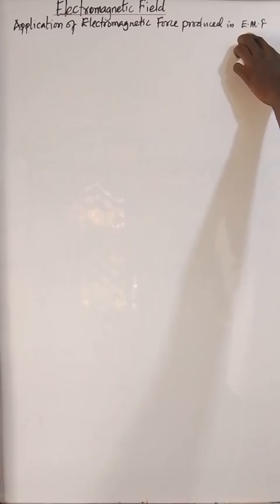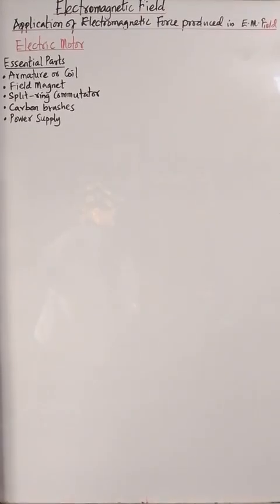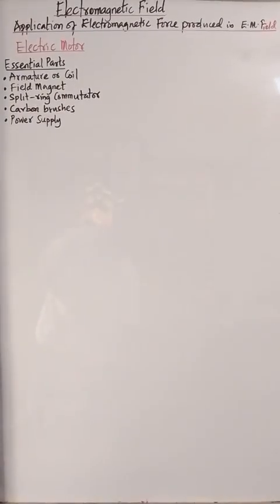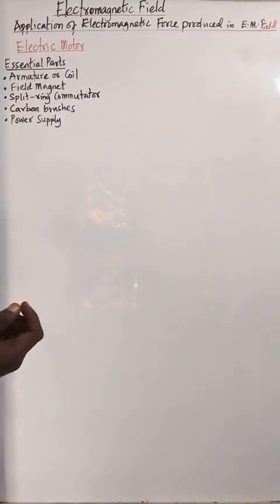Please, this is not electromagnetic force, electromagnetic field. In short, the electric motor. An electric motor has 5 essential parts. The first one is the armature, or we'll call it the coil. What actually happens here is we have a coil of wire wound on a soft iron core.